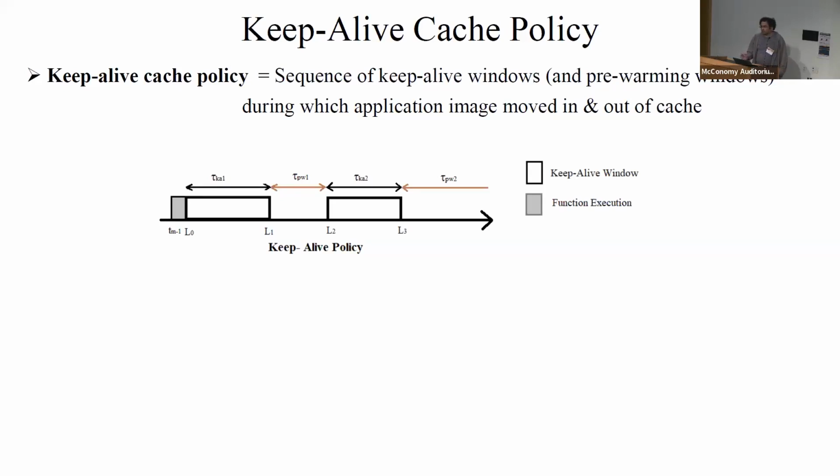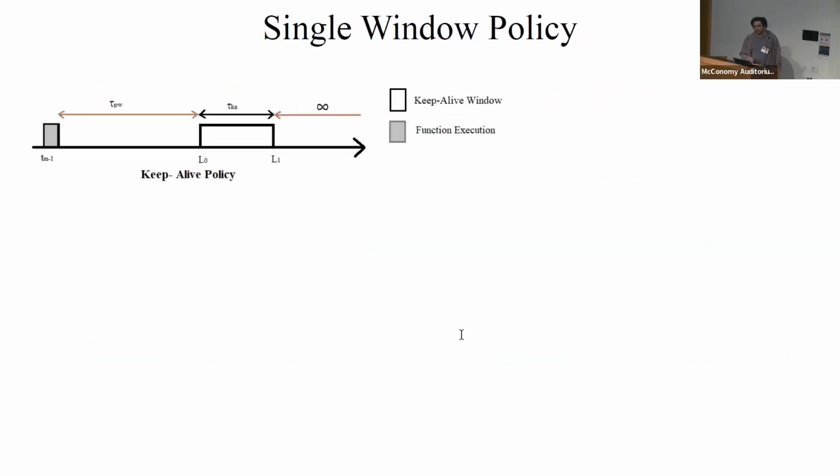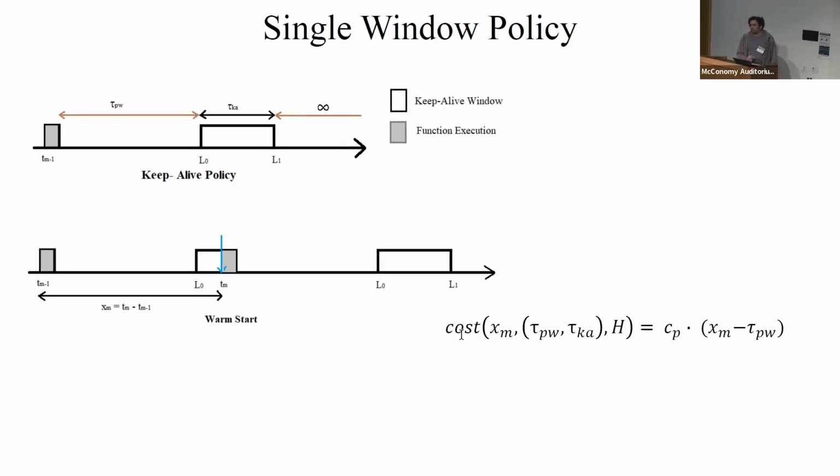So the main goal of this research is to design optimal keep alive cache policies with theoretical guarantees for serverless computing. So let me illustrate the costs involved in a keep alive cache policy with a simple example of a single window keep alive policy. So here is a diagram illustrating a single window keep alive policy. A warm start is said to occur if the function gets invoked when the keep alive window is active.